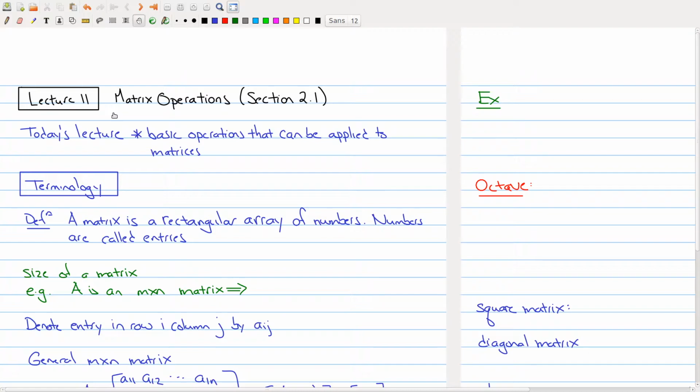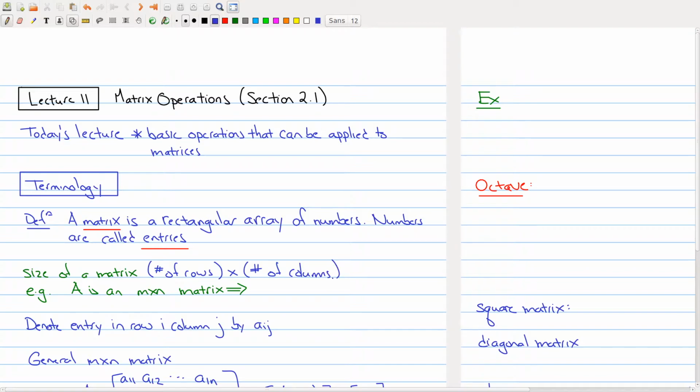A matrix is something that we've already seen, but I'm formally defining it again: a rectangular array of numbers. We've seen this when we talked about the coefficient matrix of a system of linear equations. The numbers inside your matrix are usually called the entries. Now, a matrix has a size, and we usually describe the size of the matrix by the number of rows by the number of columns.